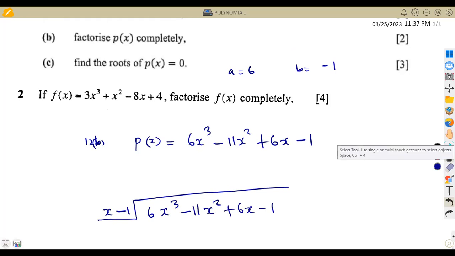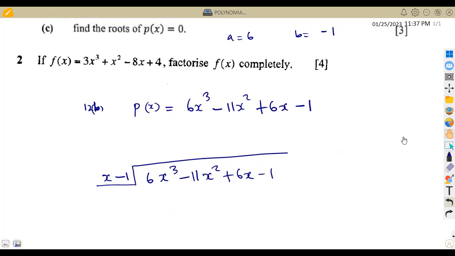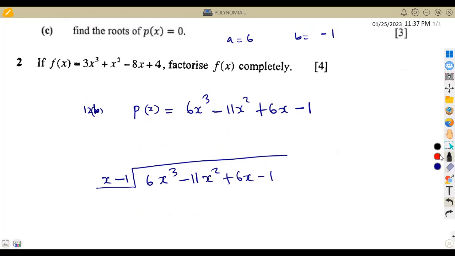Remember, guys, in your division, I told you that you divide the first term by the first term. So 6x cubed divided by x. There are 3 of them here. You divide by 1x, which means you're going to remain with 2 of the x, so that's 6x squared. Whatever you get, you multiply back everything here. Remember, guys, I explained this. So you're going to multiply back 6x squared times x, which is 6x cubed.